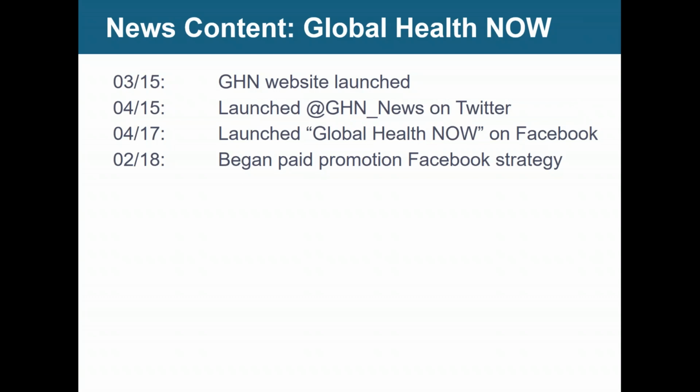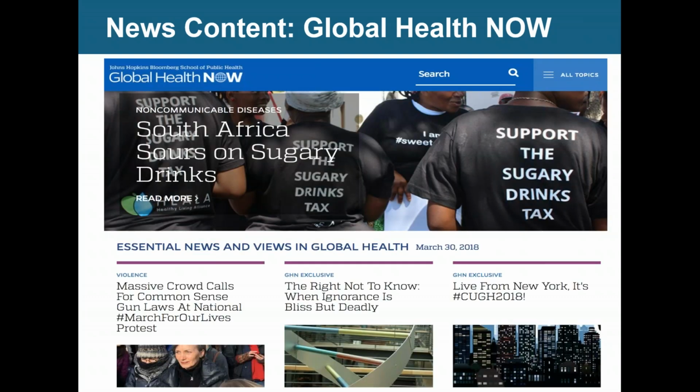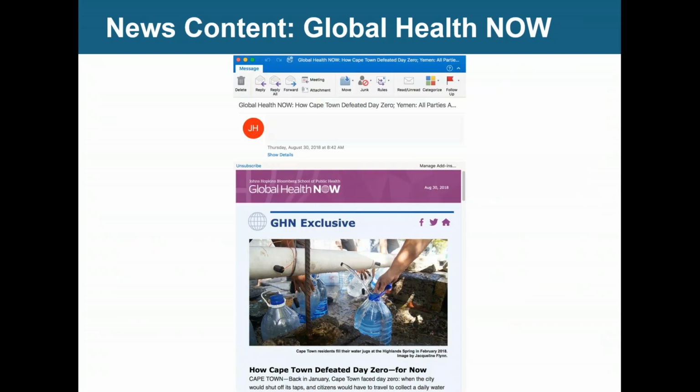And we launched the website. It actually began first as a daily email, but we launched the website in March 2015. We followed it up with a Twitter account about a month later. Almost 2 years later, we launched a Facebook page, and then we really began promoting that Facebook page earlier this year. And since that time, this is an example of what the website looks like. And here's an example of the daily email. So this goes out on weekdays, and it's sort of a nice rundown of the day's news.